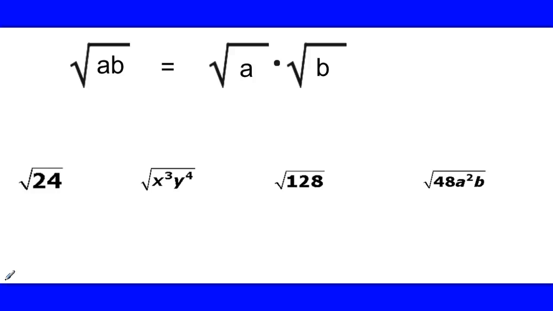But think about your perfect squares that you generated at the beginning and say, is there a perfect square that is a factor of 24? Yes, there is. And that happens to be 4. So we're going to rewrite 24 as 4 times 6.